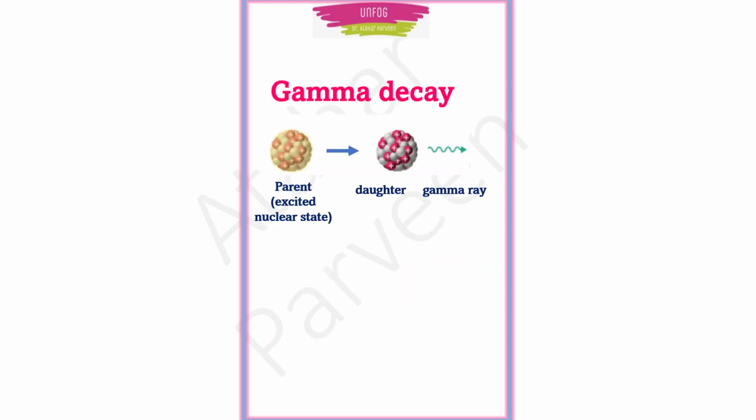Next is the gamma decay. In gamma decay, what happens? That parent nucleus will get excited and it will give you the daughter nucleus along with the gamma ray. Okay. So I hope that you got a good idea about alpha, beta and gamma decay now.